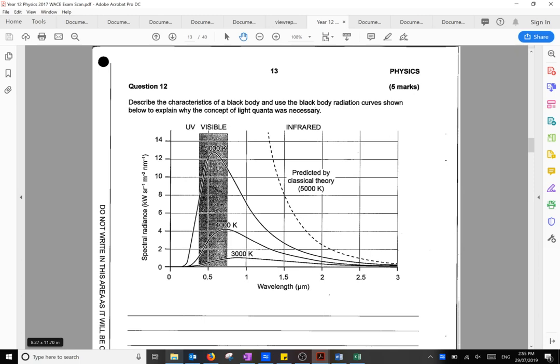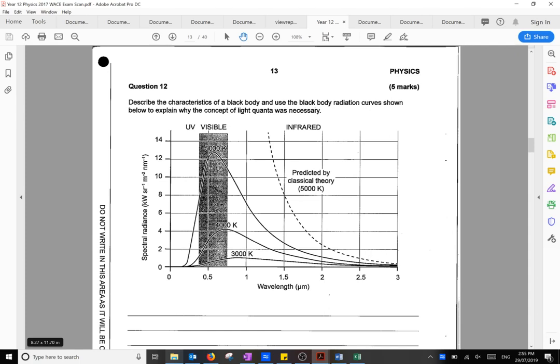Describe the characteristics of a black body. Boom. That was the definition that I just got you guys to write down. Use these curves. Explain why light quanta was necessary. Okay? So, a lot of stuff going on there. Okay? Now, so 1 mark was for your definition, 2 marks for describing the curves. So as temperature increased, the peak wavelength shifted, the intensities increased. And then the last 2 marks was about the ultraviolet catastrophe and then theorized that light was emitted in quanta.